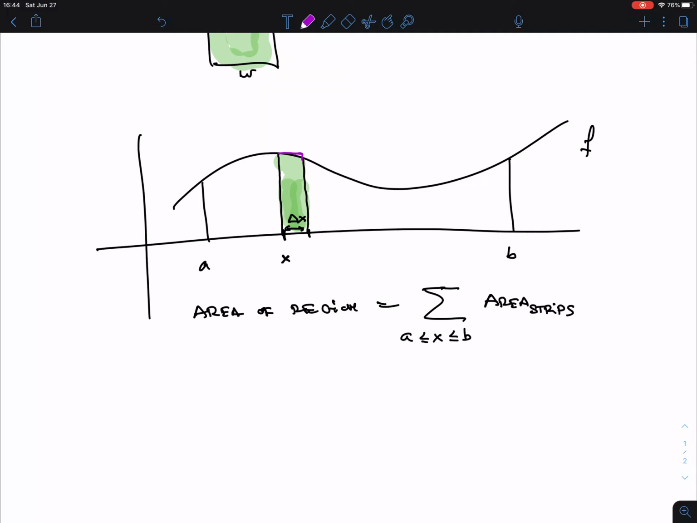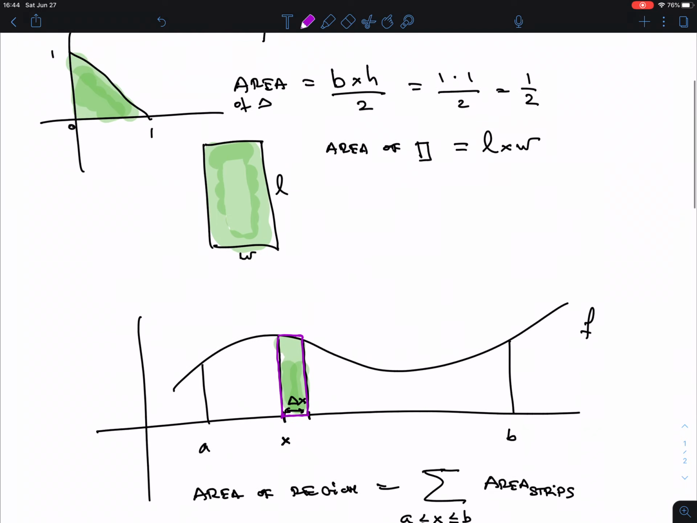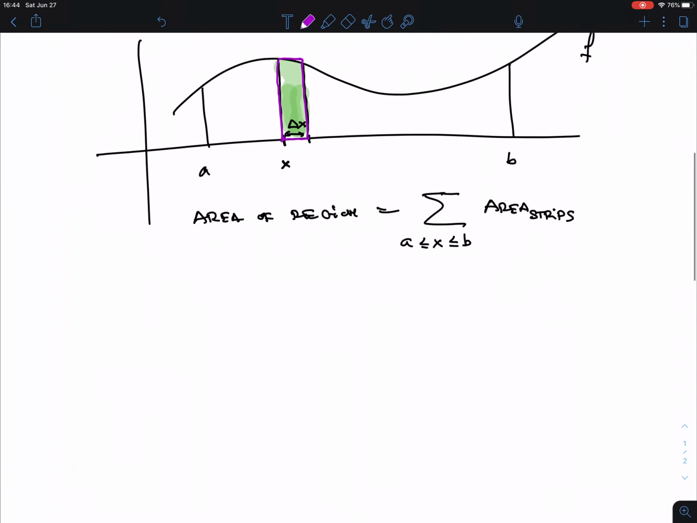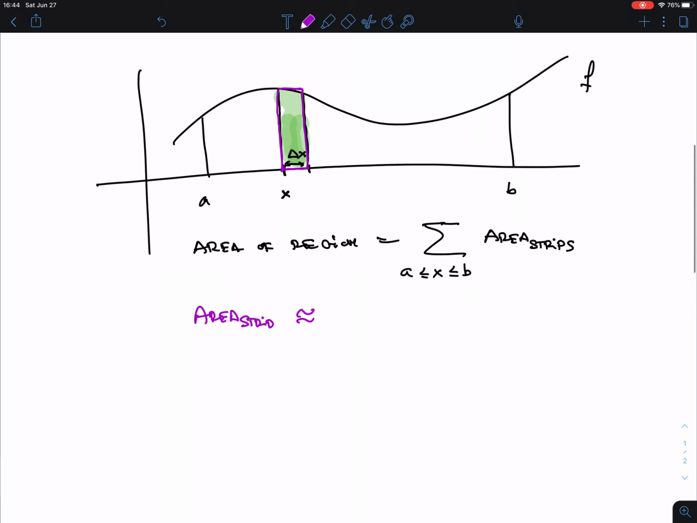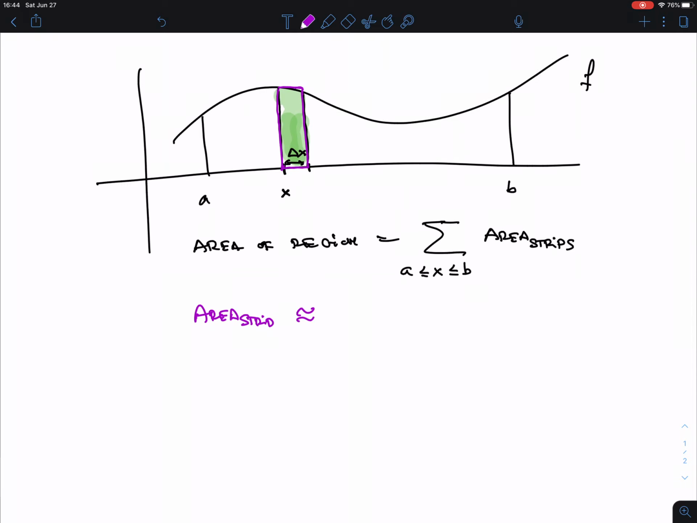Why do I do that? Because then what I have here is a nice rectangle, and we know exactly what the area is. We wrote it down. So what I'm saying is the area of this strip is approximately, and I'll say what I mean by that, the area of this flattened strip. When I write area of the strip, I mean the curved strip. Now the flattened strip, what is that? Well, that is length times width, or width times height. What's the width? Delta x.